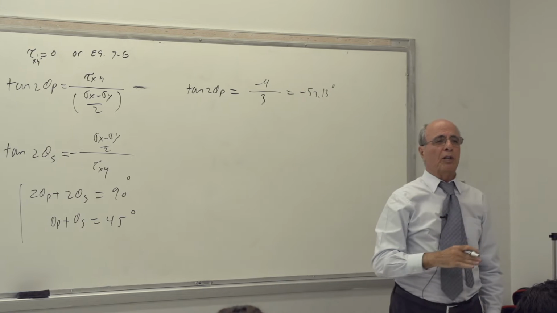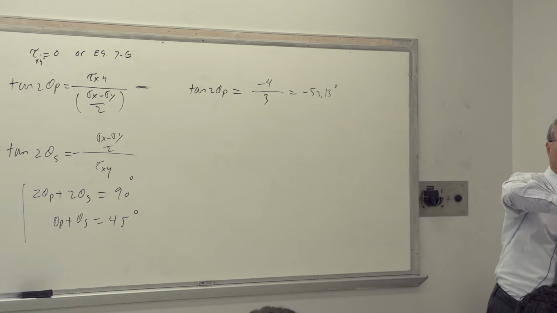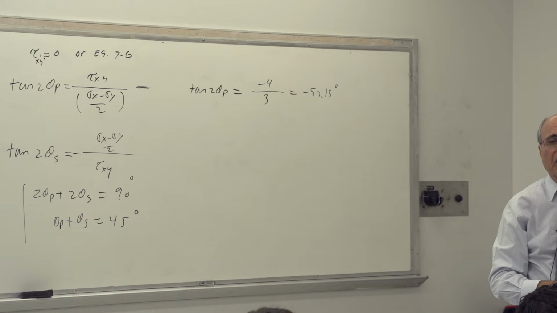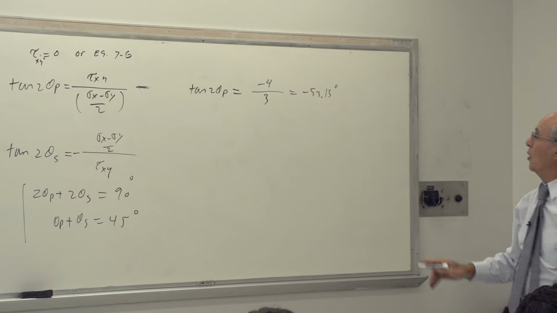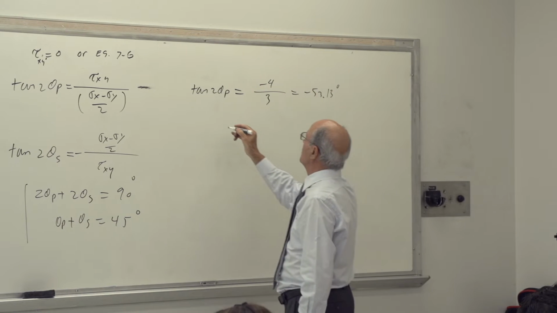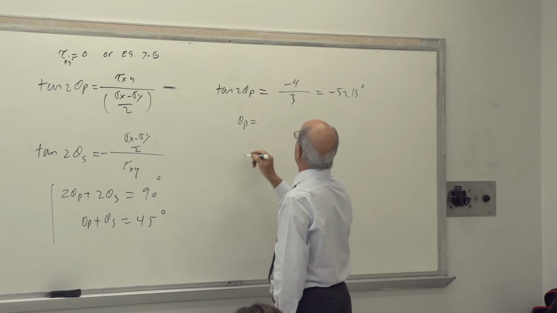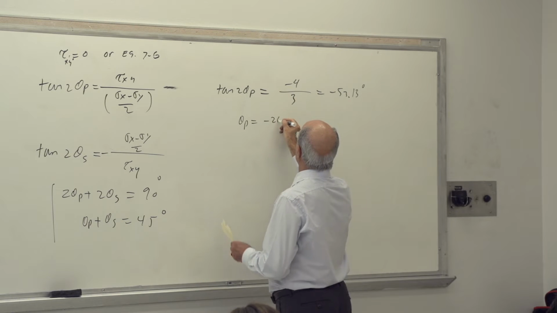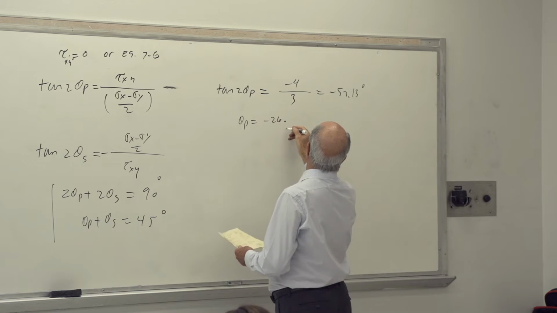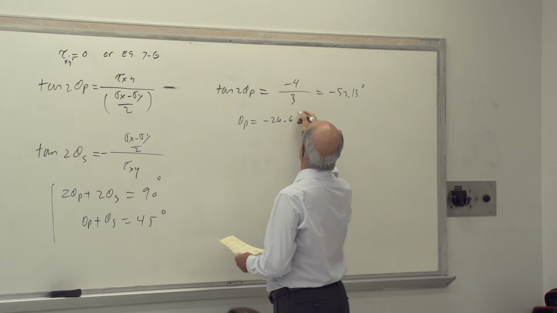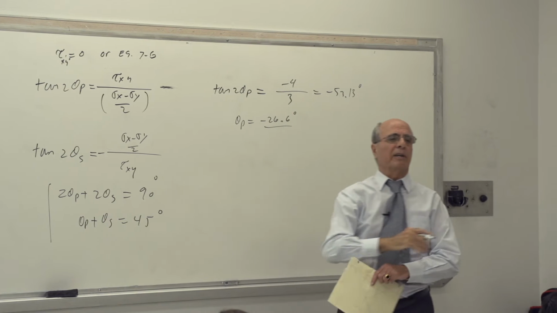That means I should not go counterclockwise. I should go clockwise. Everybody understand? However, this is 2 theta p. Do not make a mistake. We need theta p. What's theta p? It is half of that. So minus 26.6 approximately. Is that correct or not?